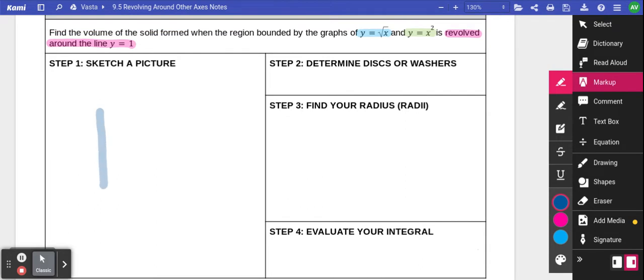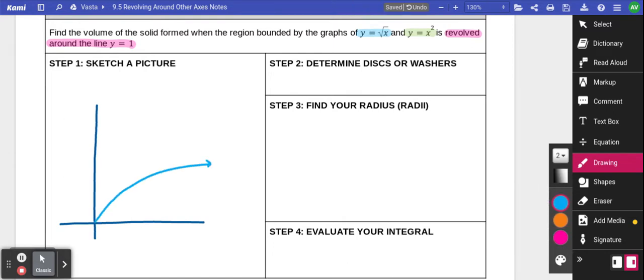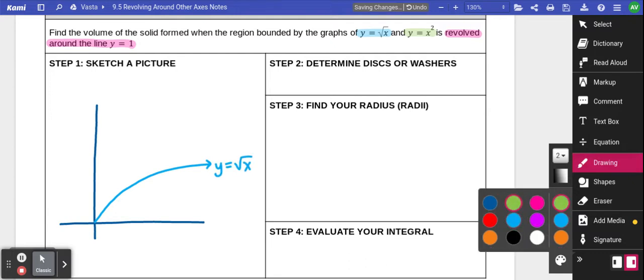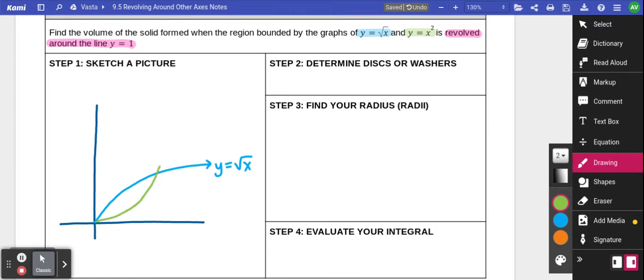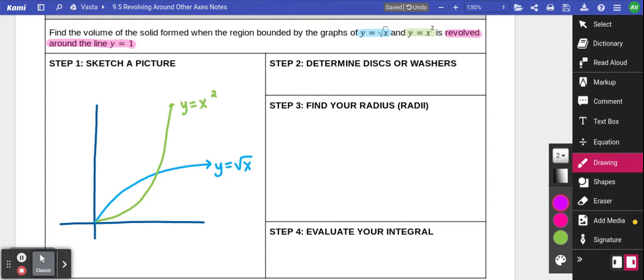I meant to use a pen tool and I used a highlighter tool. So if we've got the region bounded by y equals x squared and y equals the square root of x, the square root of x is a graph that looks like this. And y equals x squared is a graph that looks like this. Now we're going to find where those intersect, and I've graphed this enough times to know that these two graphs intersect at the point (1, 1).